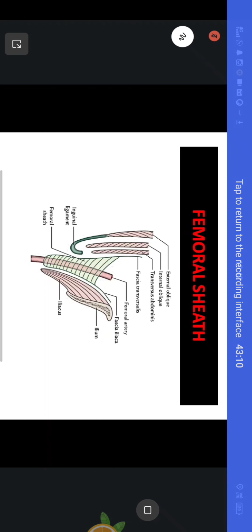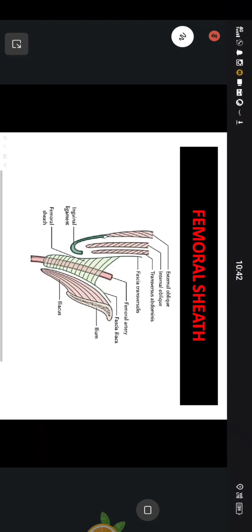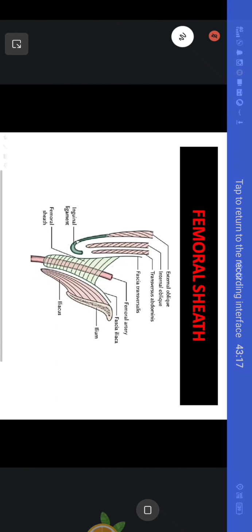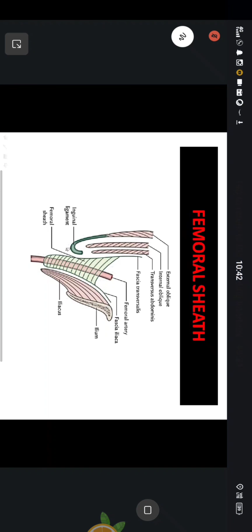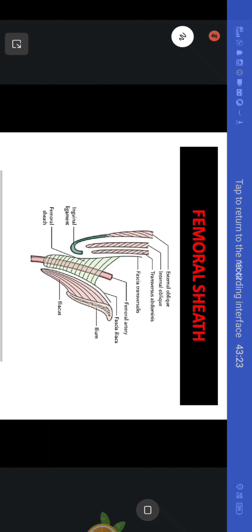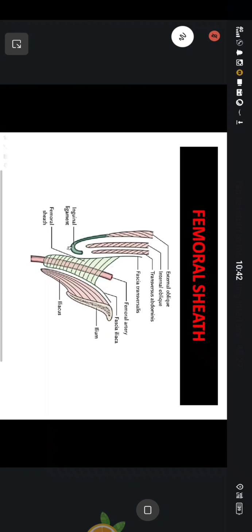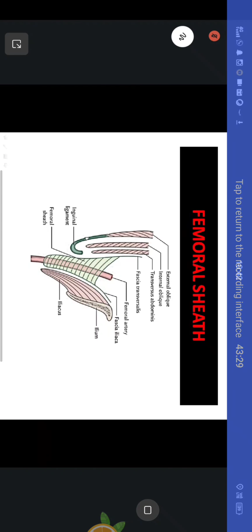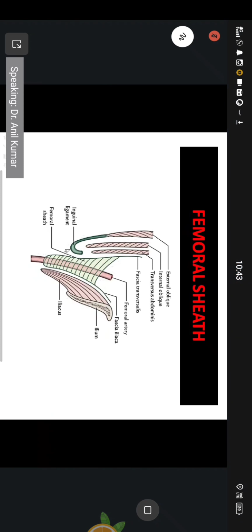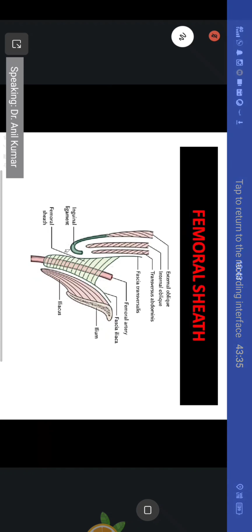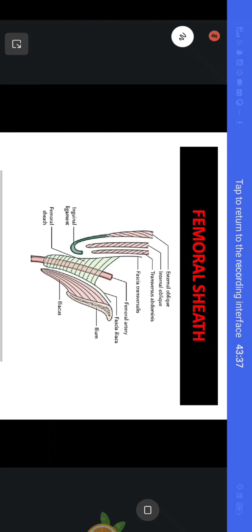Next, in this diagram, you can see the external oblique also. In the lower part, it forms an aponeurosis, and this aponeurosis is thickened and folded on itself towards the inner aspect to form this inguinal ligament. While talking about the inguinal ligament, I said this point. Here in this diagram, you can clearly see this external oblique aponeurosis, which in the lower part is thickened and folded on itself to form the inguinal ligament.